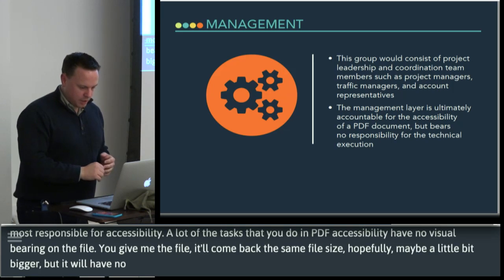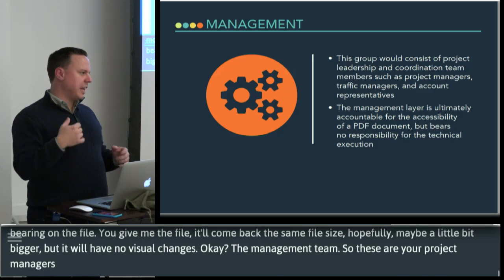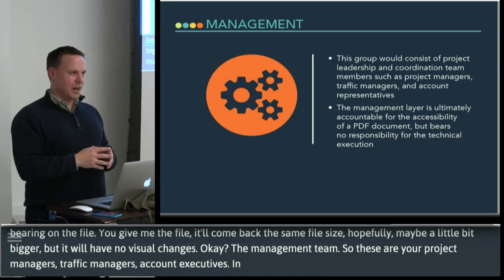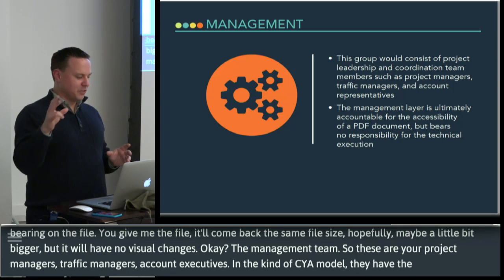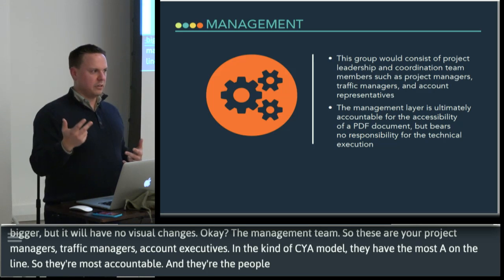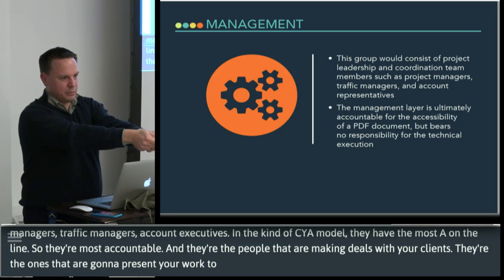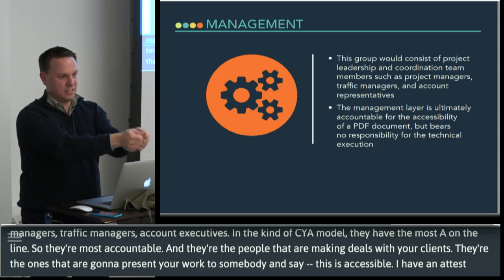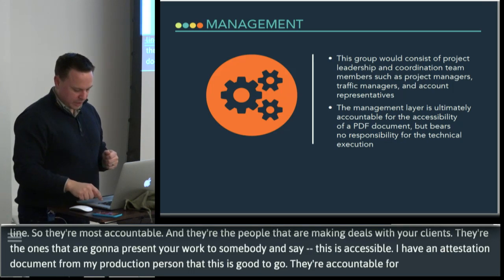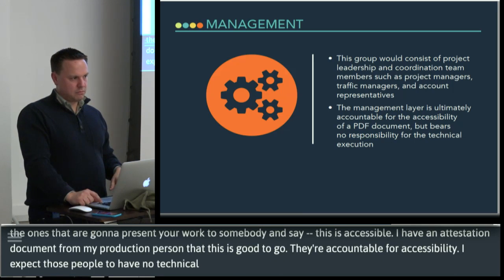The management team. So these would be project managers, traffic managers, account executives. In the kind of CYA model, they have the most A on the line, right? So they're most accountable, and they're the people that are making deals with your clients. They're the ones that are going to present your work to somebody and say, this is accessible. I have an attestation document from my production person that this is good to go. So they're accountable for accessibility. I expect those people to have no technical knowledge of accessibility required.